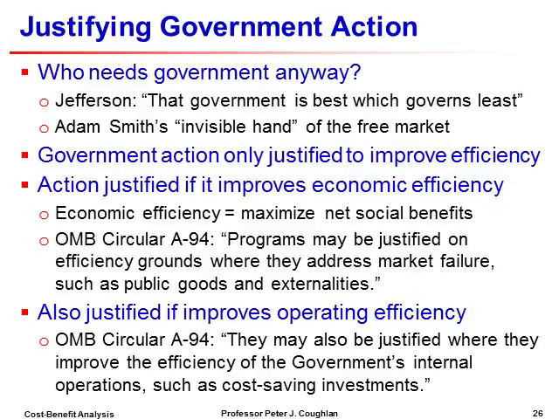But another notion of efficiency for which we advocate government action is operating efficiency, right? Programs, quote, may also be justified where they improve the efficiency of the government's internal operations, such as cost savings investments. And so in many cases, what you will be either analyzing or reviewing other people's analysis of will be investments that are intended to improve the internal operation, the operating efficiency of the government, or in particular of the Army Command or the overall Army enterprise.